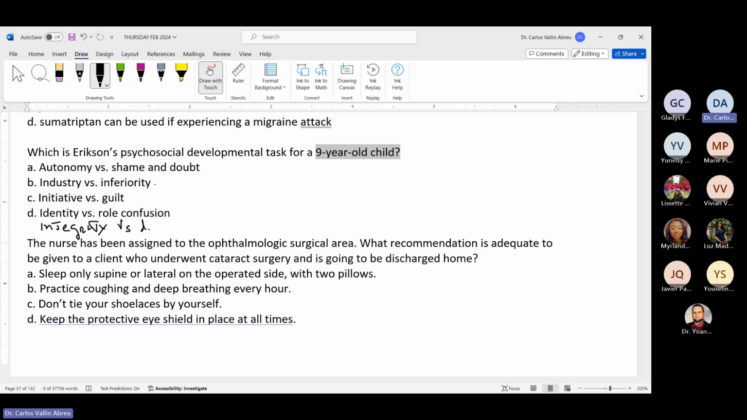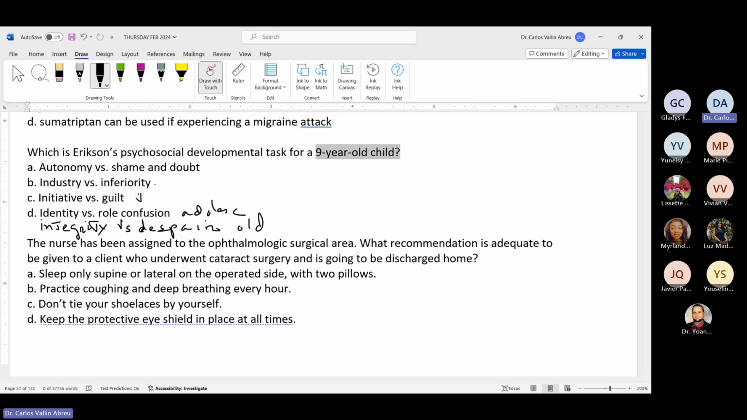Integrity versus despair. This is the stage in which I am in this moment of my life. Identity versus confusion is the adolescence. It is an old person; this is an adolescent.